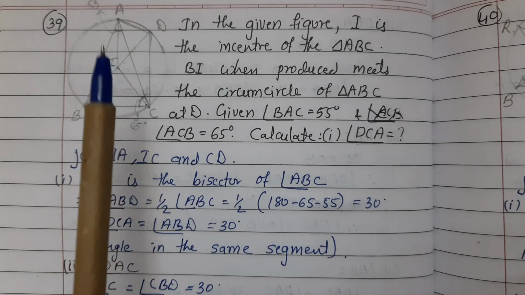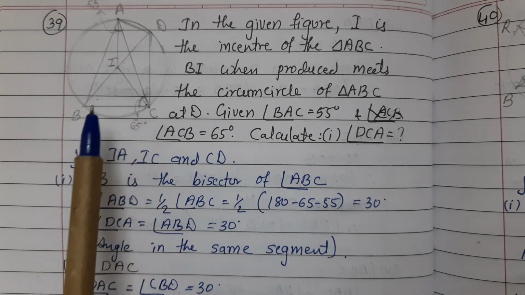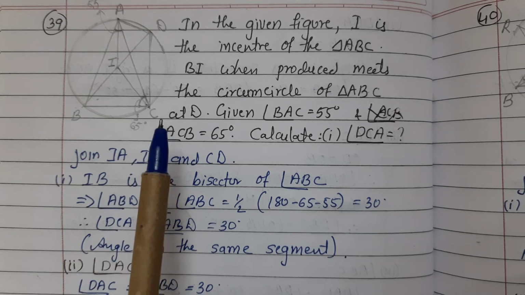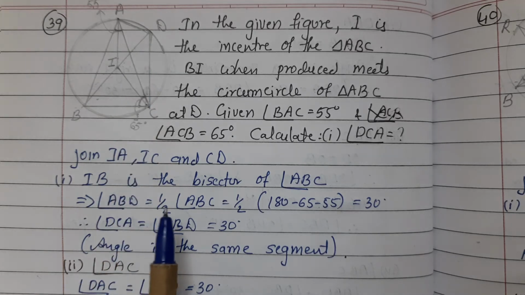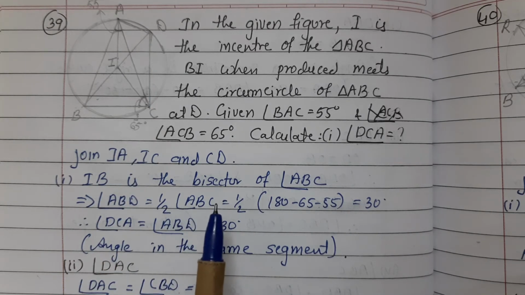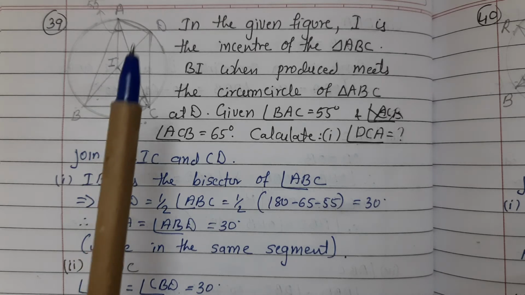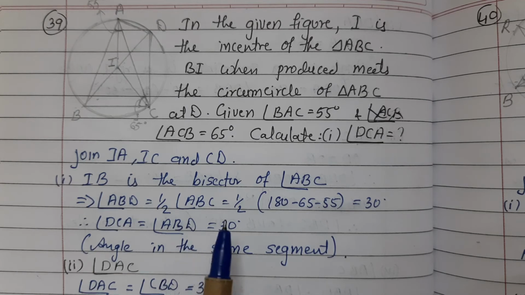Join IA, IC and CD. IB is the bisector of angle ABC. Therefore, angle ABD is equal to half angle ABC, which is equal to half into (180 minus 65 minus 55), equal to 30 degrees. Therefore, angle DCA equal to angle ABD equal to 30 degrees, angles in the same segment.